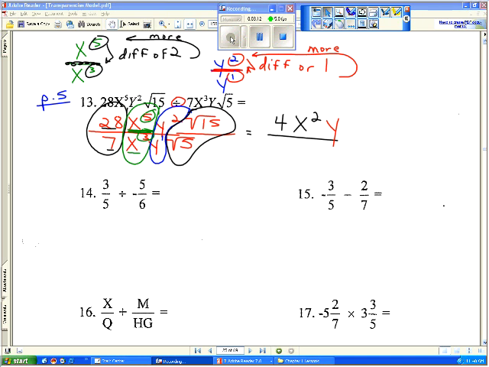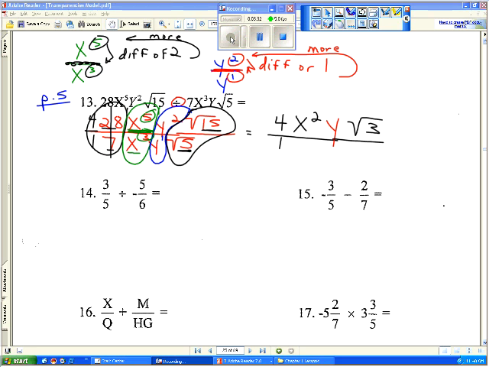And then we get to the radicals. Square root of 15 divided by square root of 5 is square root of 3, and the bigger was on top, so it goes on top. Now what's on the bottom? 4 over 1.